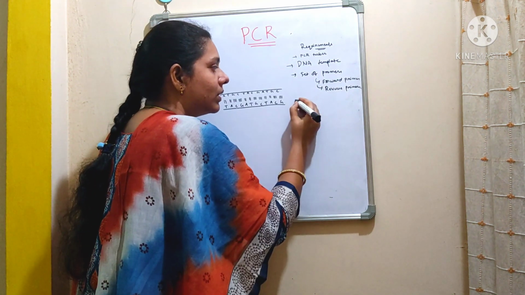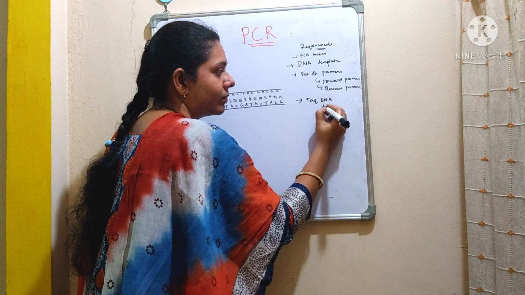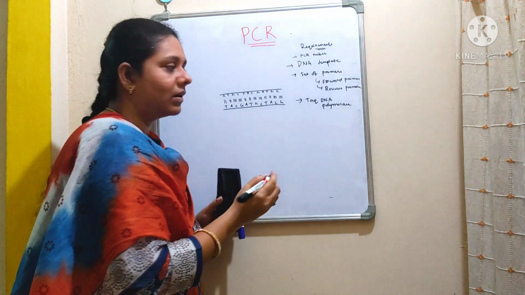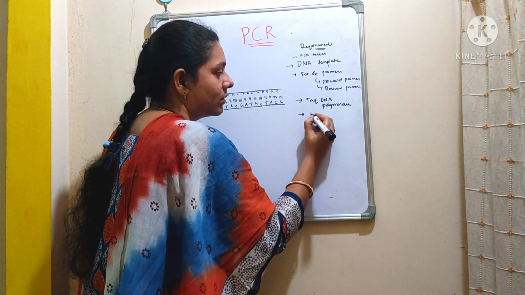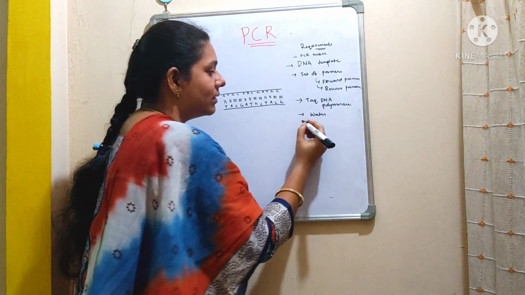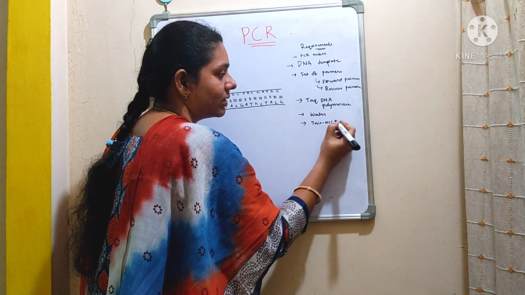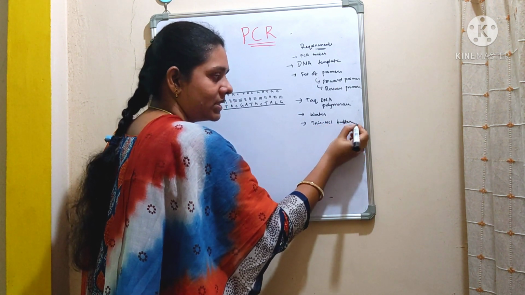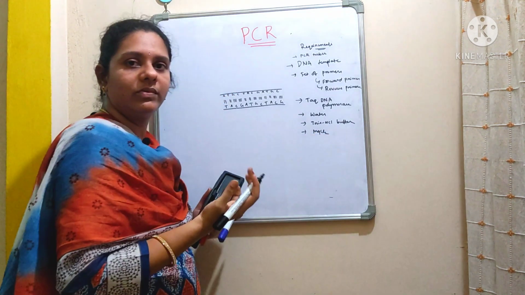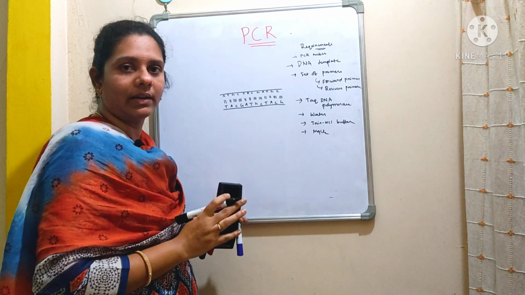Then you need to have Taq DNA polymerase, and then you need water for setting up the reaction. Then you can also incorporate Tris-HCl buffer, or simply we call it PCR buffer, and also some MgCl2, which can act as a cofactor to carry out the enzymatic activity.